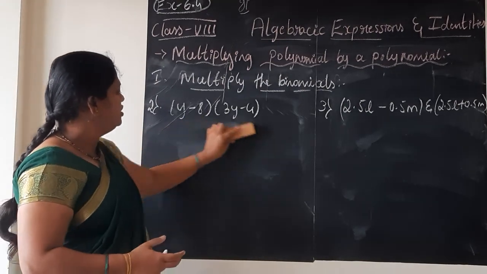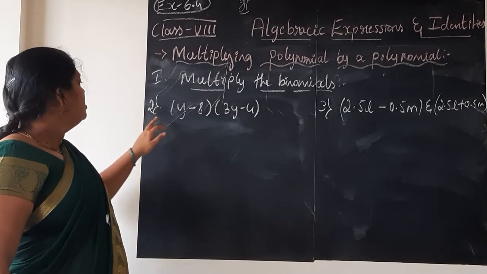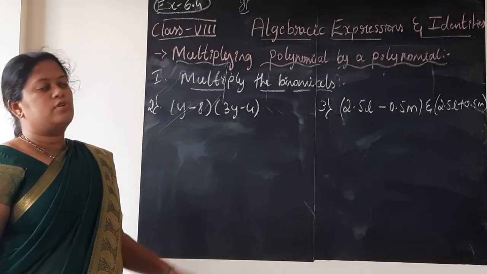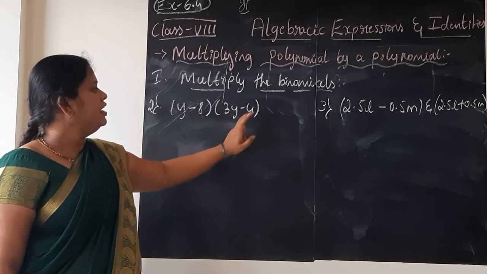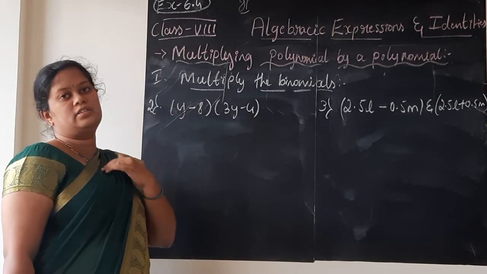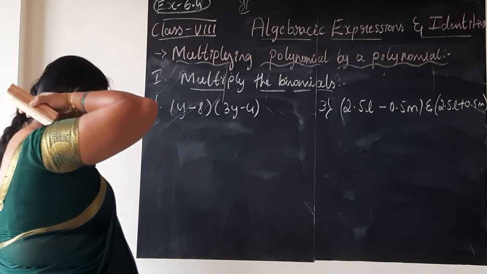So the second question I am solving, since the first question is very easy with a plus sign in between. The second question is (y minus 8) into (3y minus 4). If you observe here, y minus 8 has 2 terms, and 3y minus 4 has 2 terms. So the first bracket is a binomial, the second bracket is also a binomial, and here we are multiplying a binomial with a binomial.